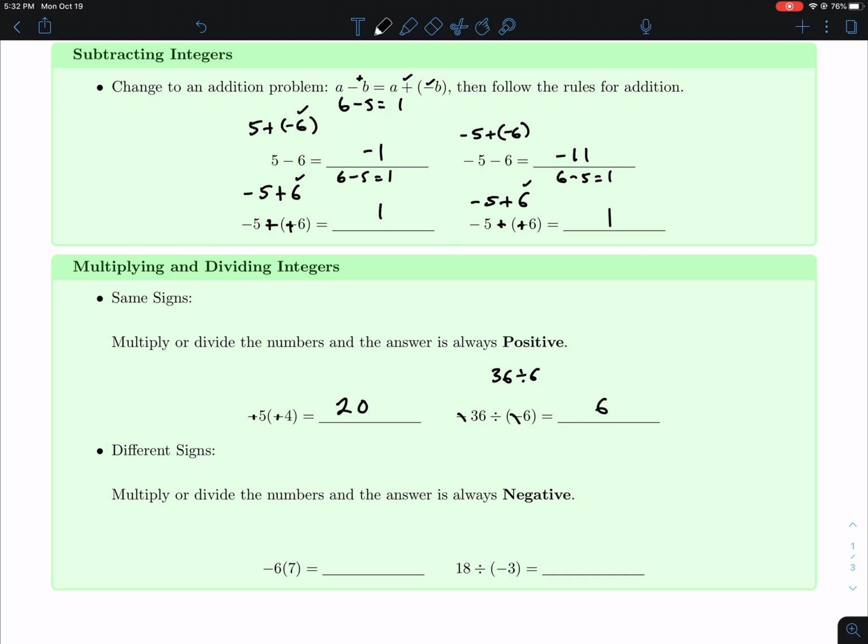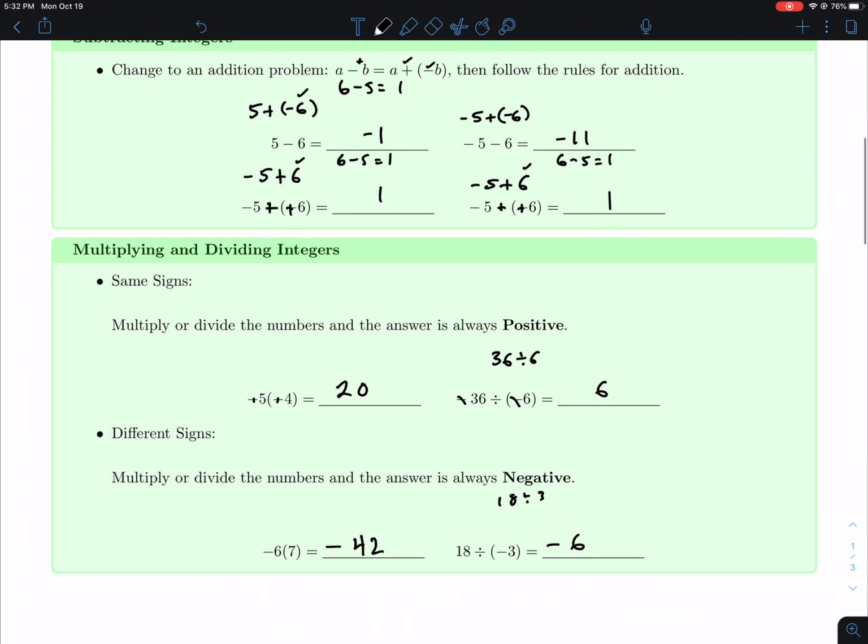All right, but if we ever are multiplying or dividing with just one negative, our answer is always going to be negative in that case. So in this case, negative 6 times 7, I can just go ahead and throw the negative in right away because one's positive and one's negative. So 6 times 7 is 42. And then 18 divided by negative 3. So again, since I only have one negative sign, I can go ahead and throw the negative down. And then I'm looking at just 18 divided by 3, which is going to be 6. So my final answer there will be negative 6.